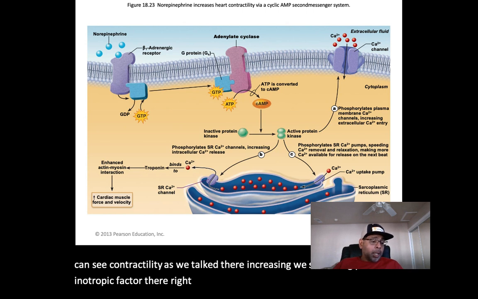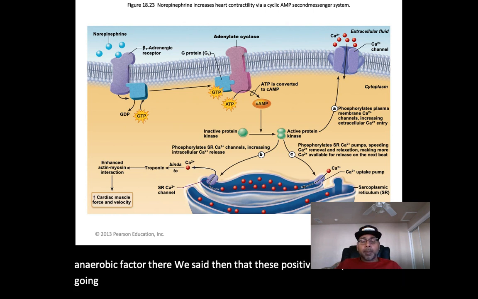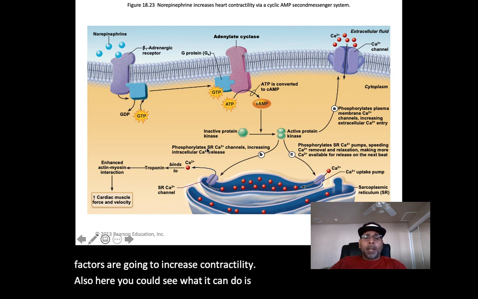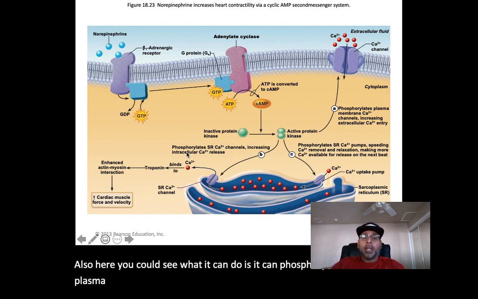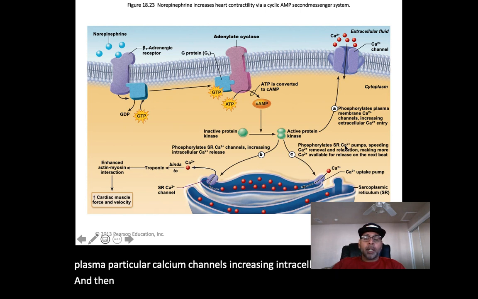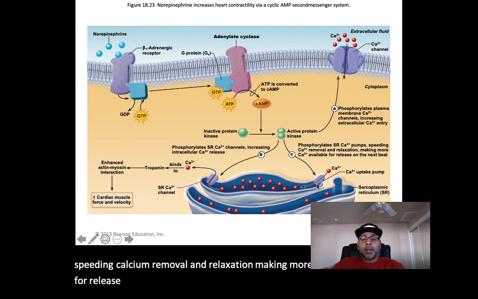So when we talked about being a positive inotropic factor, we said these positive inotropic factors are going to increase contractility. Also, it can phosphorylate sarcoplasmic reticulum calcium channels, increasing intracellular calcium release. And it also phosphorylates sarcoplasmic reticulum calcium pumps, speeding calcium removal and relaxation, making more calcium available for release on the next beat. So very, very important.